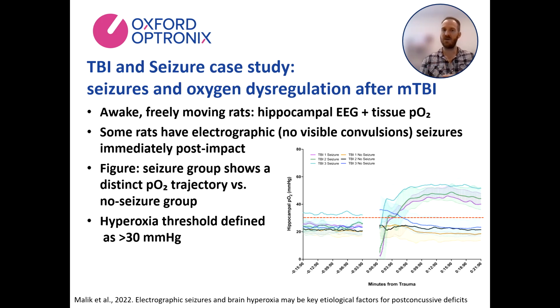And what you can see here is that the seizure group follows a distinct oxygen trajectory that is much higher compared to the non-seizure group. They also were able to define hyperoxia as greater than 30 millimeters of mercury, which helps anchor interpretation. So this slide is the setup, and the next slide is where they test whether the oxygen piece is just a passenger or actually part of the mechanism.